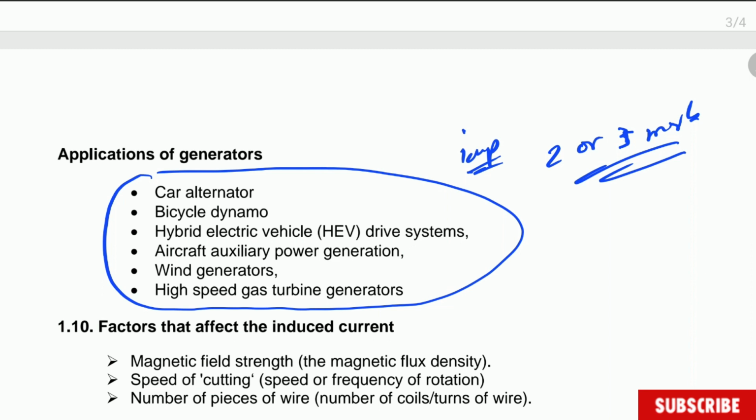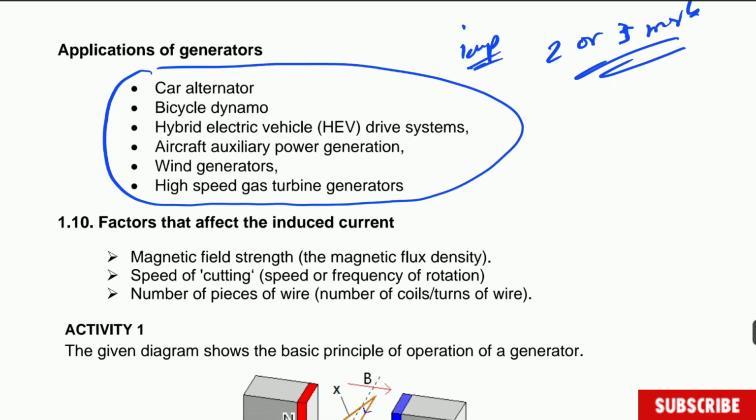And now, what does affect the generator? Very important. First of all, how can we improve the generator? By improving the generator, what we want is to generate a greater potential difference, EMF, and therefore current. So first, the magnetic field strength. If you increase the strength of the magnet, or you change the magnet for a stronger magnet, there will be more EMF produced. Second, speed of cutting. It means if you rotate the generator faster, you will be cutting more flux or more magnetic field lines per unit time, therefore more EMF produced.